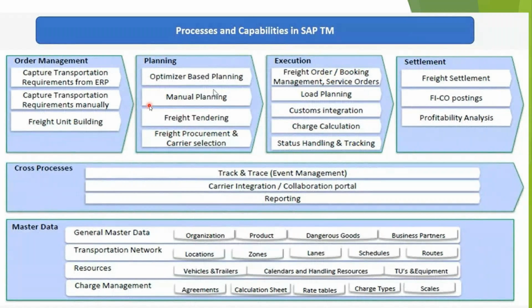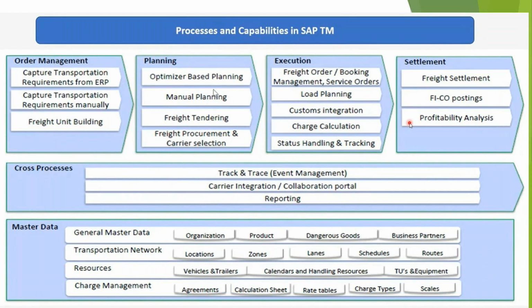Moving on to this slide. As I said, these are the different processes. SAP TM usually has four different processes: one is order management, one is planning, one is execution, and the last one is settlement. Don't get confused, because SAP has segregated your transportation management into four different parts. So order management, planning, execution, and settlement are four different processes in transportation management.